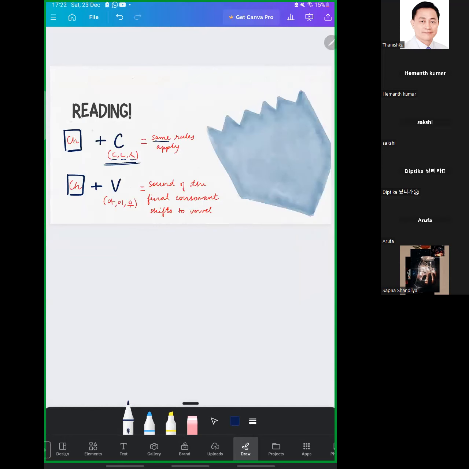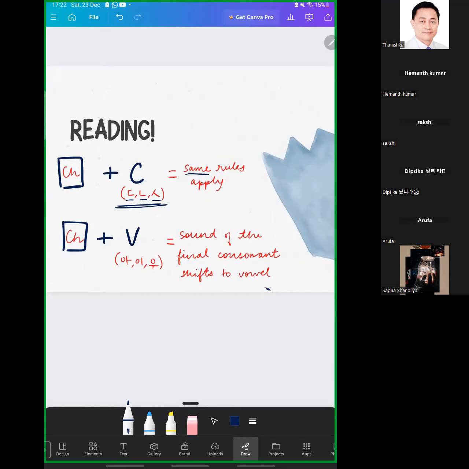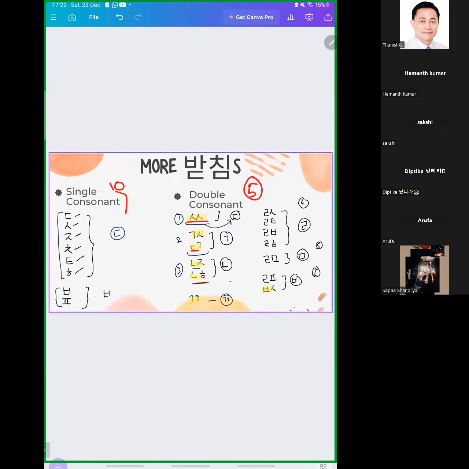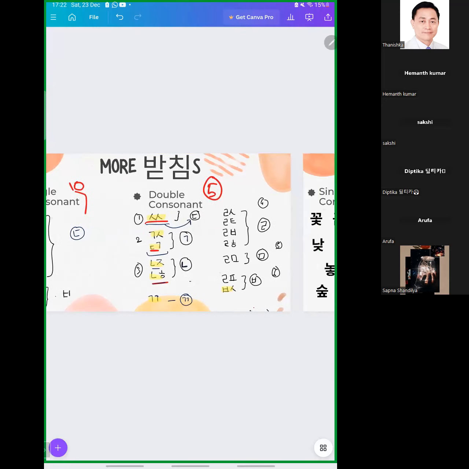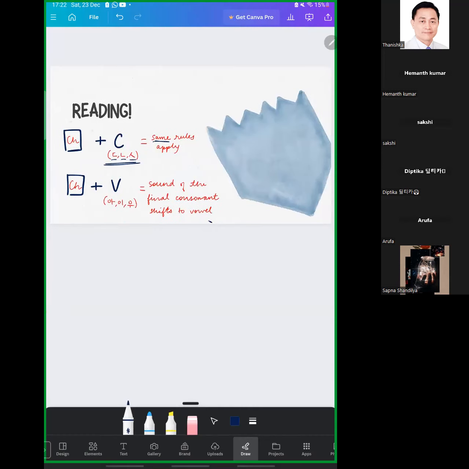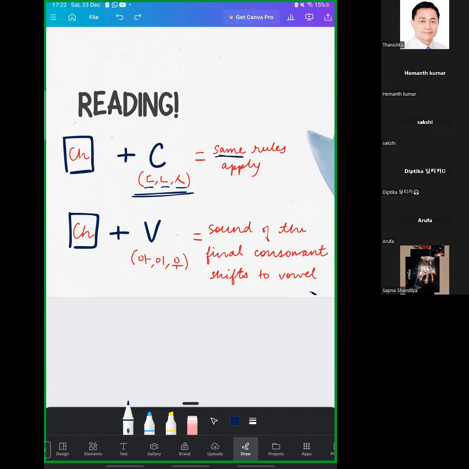Okay, so again, let's come back to the reading rules. We learned that when there is a consonant that comes after these pachims, these final consonants, they will have the same pronunciation rule. By rules, I mean these rules here. But after that, if there is a vowel that's following, it can be a, e, u, any vowel like that's mentioned here, the pronunciation of the final consonant will shift.